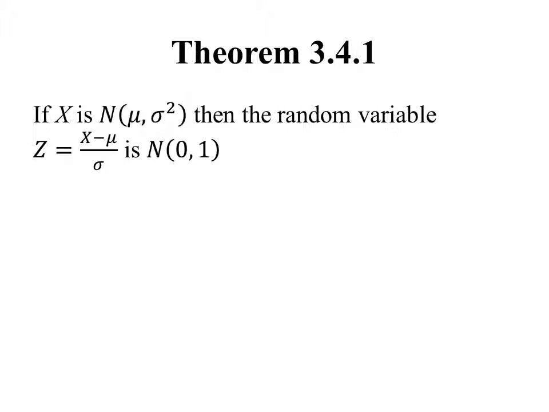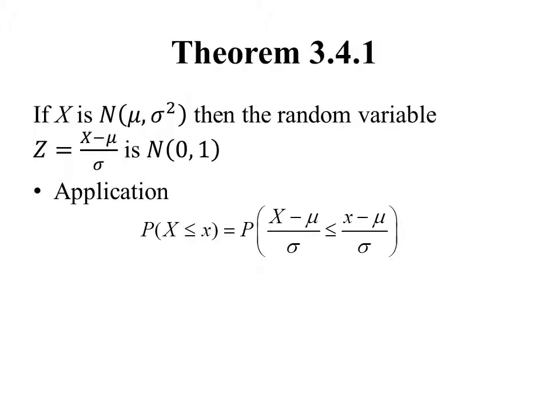Next, we give a theorem that relates the standard normal distribution to the more general normal distribution. It says that if x has a normal distribution with mean mu and variance sigma squared, then the random variable z, which equals x minus mu divided by sigma, has a standard normal distribution. This is going to be the symbol for a standard normal distribution: normal with mean 0 and variance of 1. So if we transform this normal distribution by subtracting mu and dividing by sigma, we get a standard normal distribution. This is a very important theorem and has a very important application.